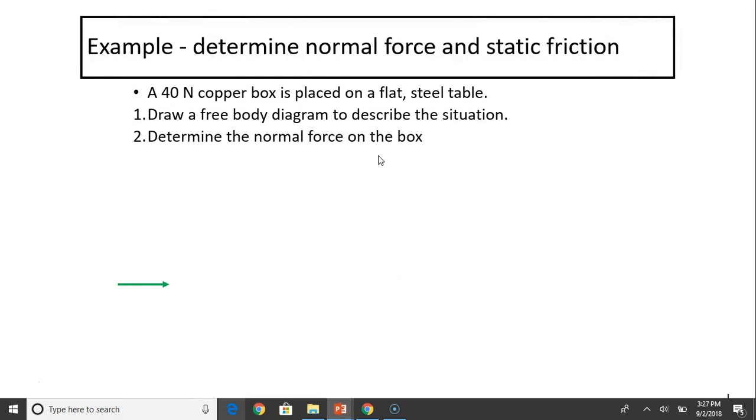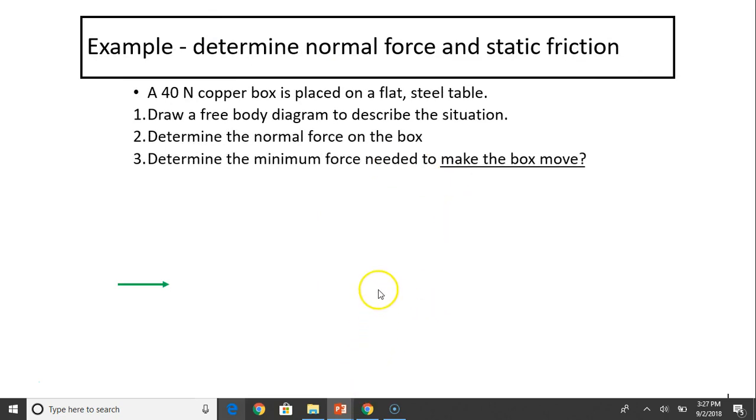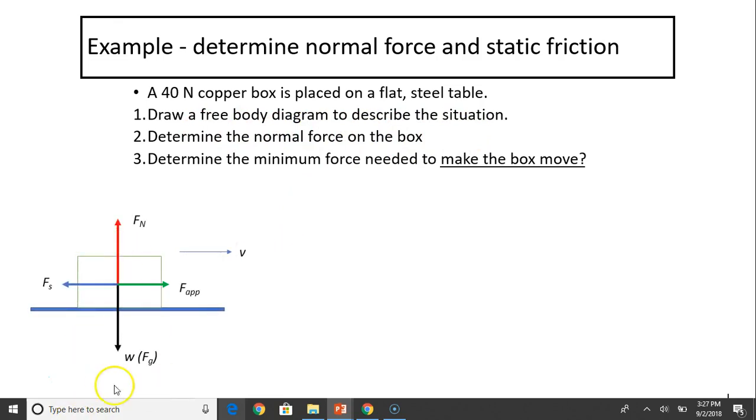Another example. Determine the normal force and the static friction. A 40 Newton copper box is placed on a flat steel table. 40 Newton is the weight of the copper box. Draw a free body diagram to describe the situation. So here is a free body diagram. Then determine the minimum force needed to make the box move.